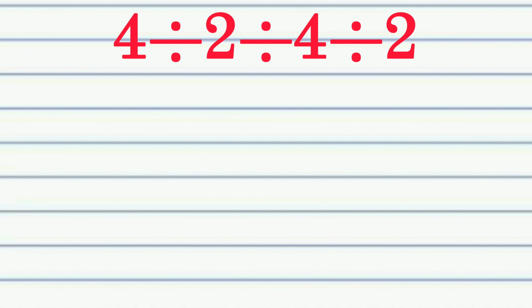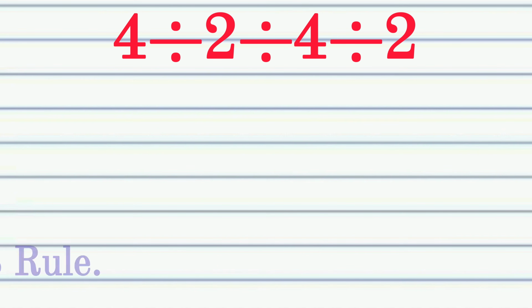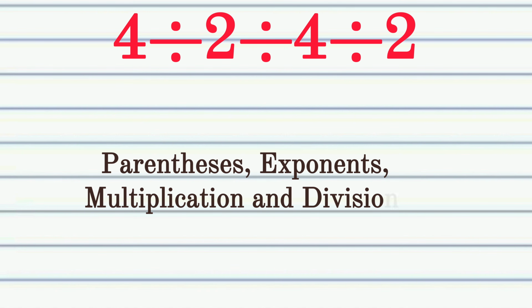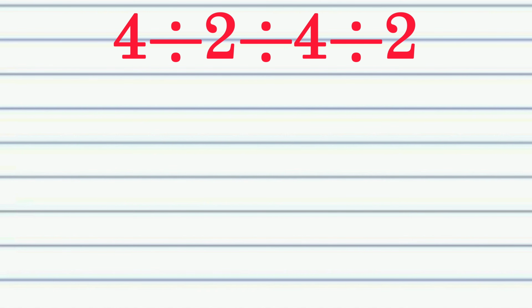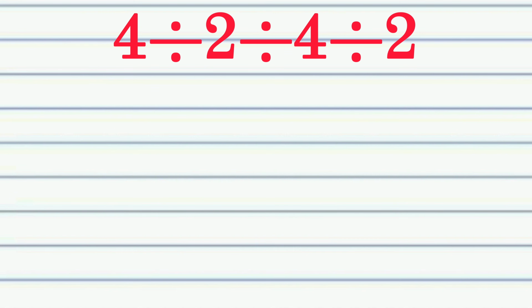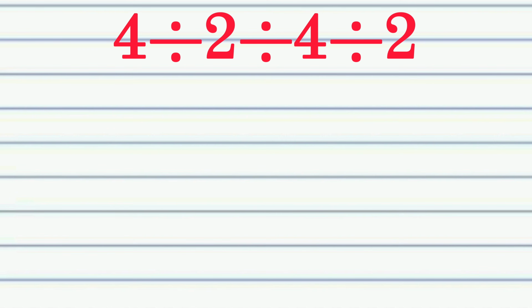Why? Because it ignores the order of operations, also known as the PEMDAS rule. According to PEMDAS, we solve problems in this order: parentheses, exponents, multiplication and division, and finally addition and subtraction. Remember, multiplication and division have the same priority and are solved from left to right. The same rule applies to addition and subtraction. Most importantly, multiplication always comes before addition and subtraction.